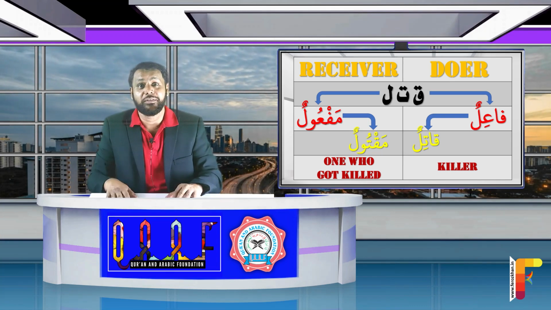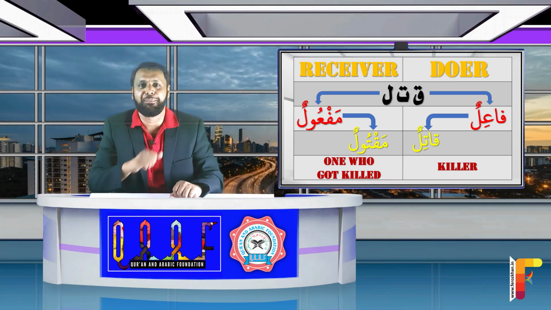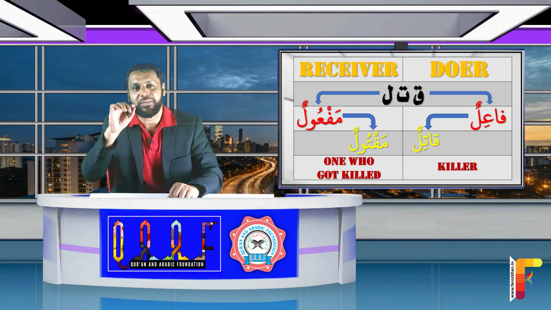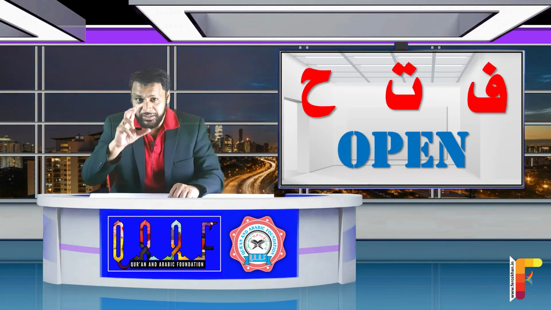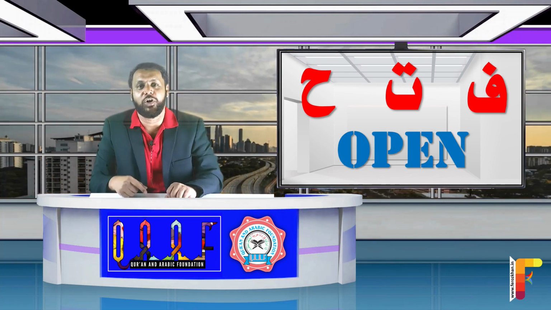Qatilun, doer. Maqtulun, receiver, the one who got killed. Nasirun, helper. Mansurun, the one who got help. Right? Similarly, if you have these three root letters, fa, ta and ha, and you put them in the fa'ilun pattern, what do you get?